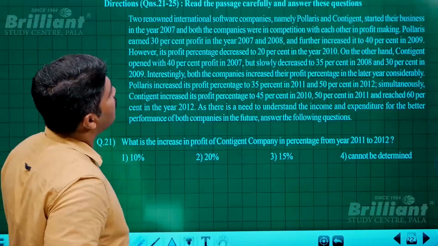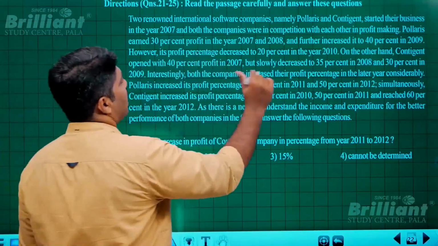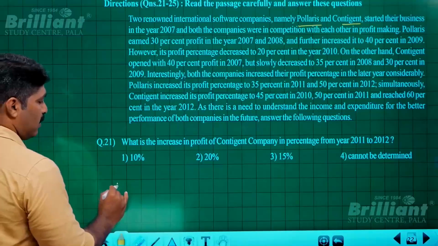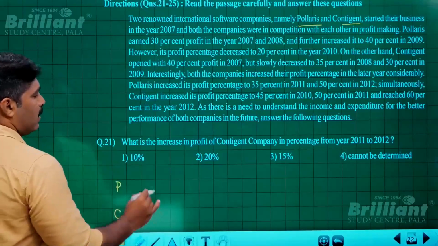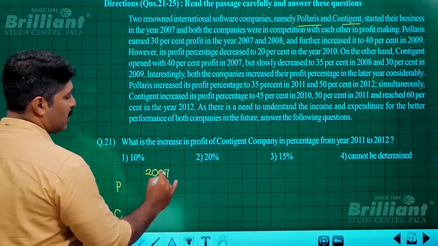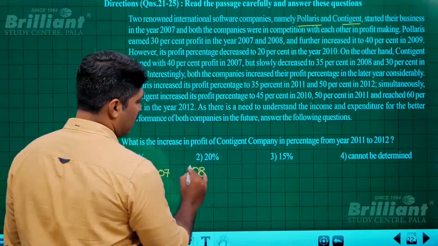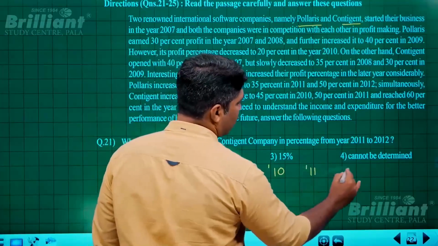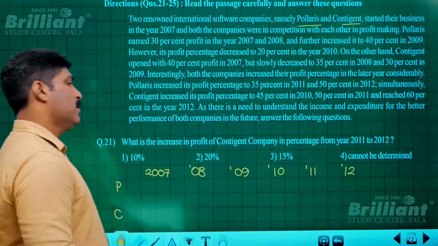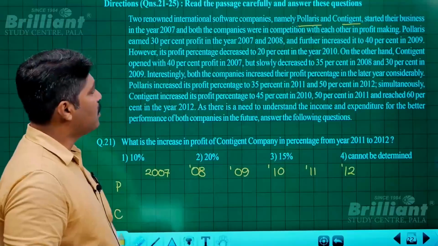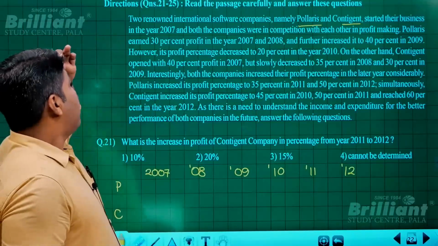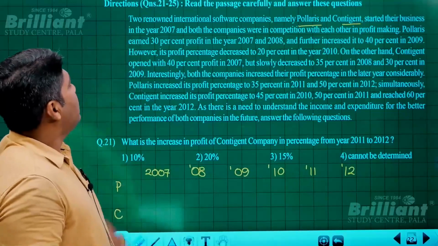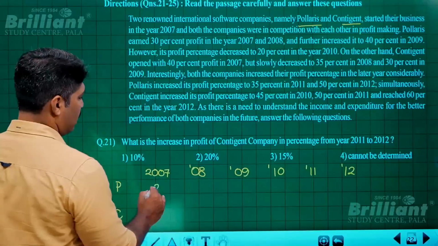So how to do the tabulation? Here it is given that two companies, one is Polaris and another one is Contingent. So if we are tabulating this one, this is Polaris and Contingent. The years we can write like this: 2007, 2008, 2009, 2010, 2011, 2012. So these are the years. Then we are considering the table values here. It is given that Polaris earned 30% in 2007.